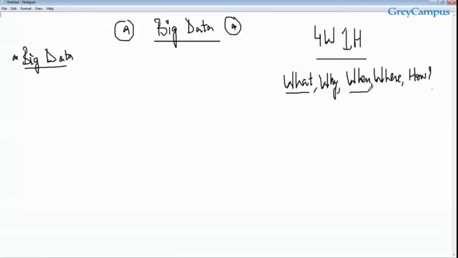Then when should we implement big data? We have something called SQL Server, we have something called Oracle, we have something called Teradata, we have something called Pentaho, we have something called Informatica. So where, which to apply? How will we come to know whether it's a big data scenario or not? And if big data is already being implemented, where is it currently being implemented? And how is it being implemented?